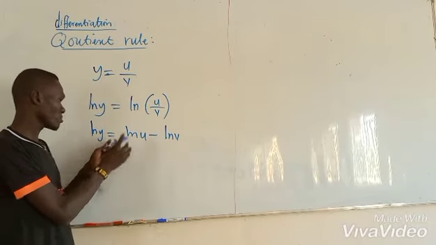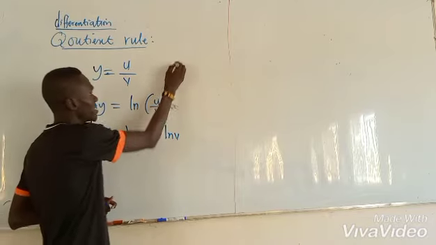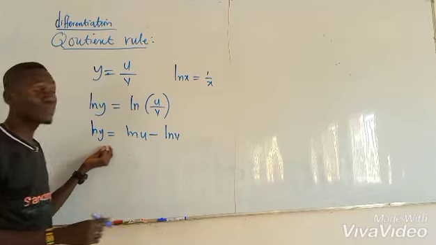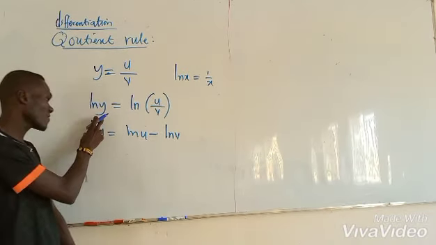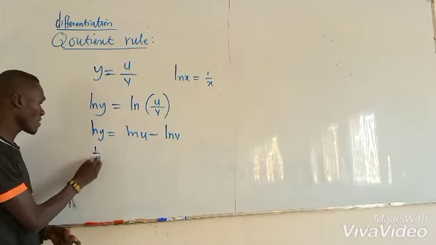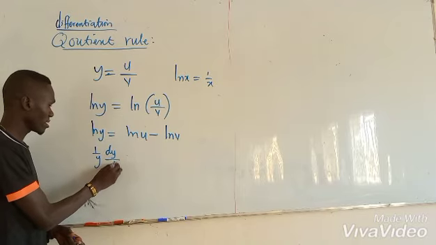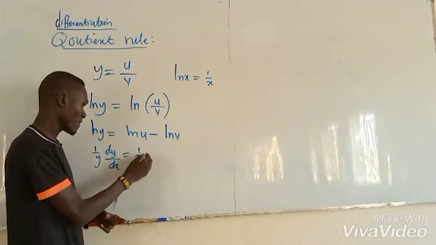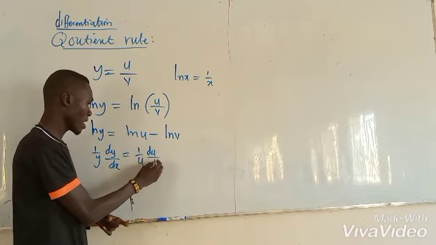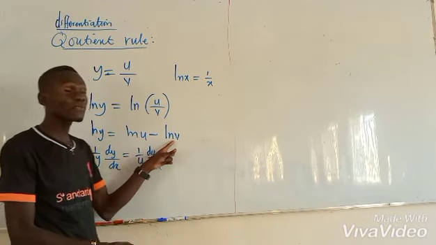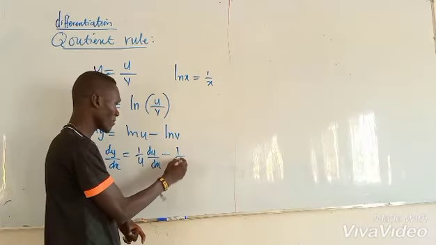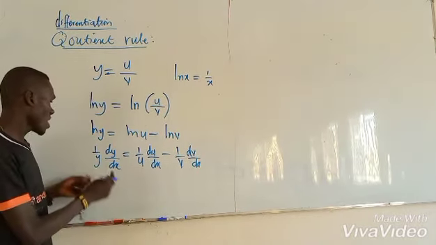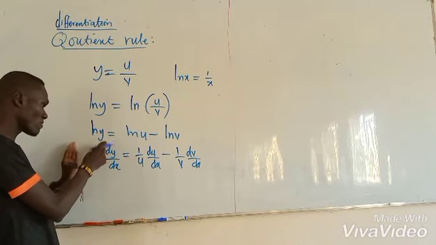Differentiating, like I said recently, the derivative of ln x is 1 over x. So the same thing will be happening here again. The derivative of ln y is 1 over y dy/dx, and this equals the derivative of ln u, which is 1 over u du/dx, minus the derivative of ln v, which is 1 over v dv/dx. So same thing, we need dy/dx, not 1 over y dy/dx.